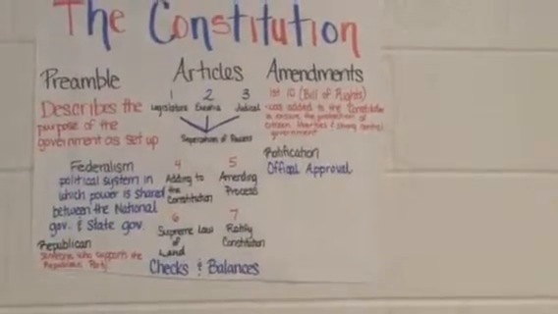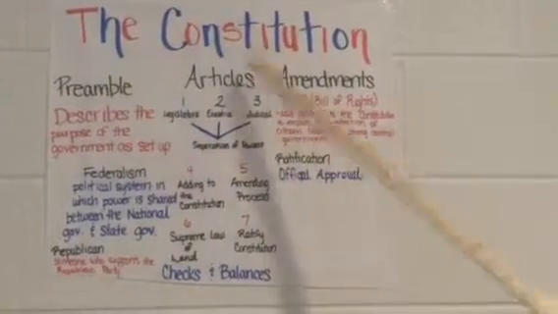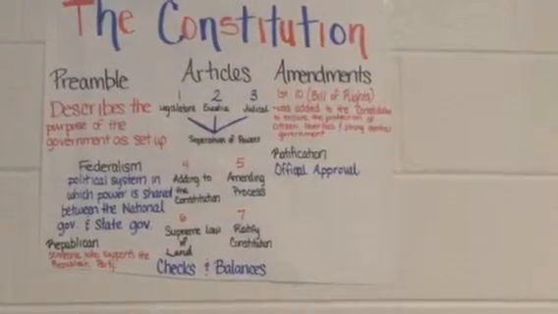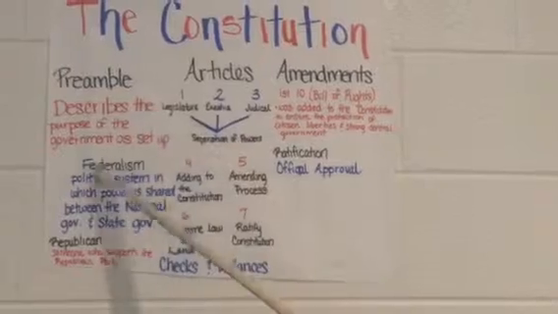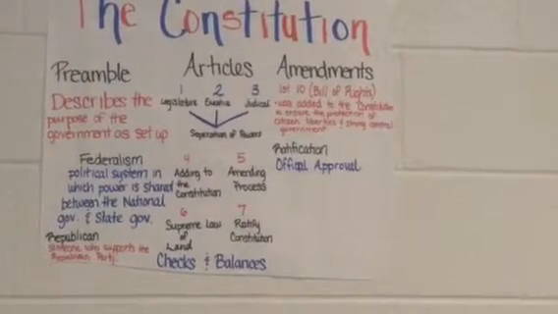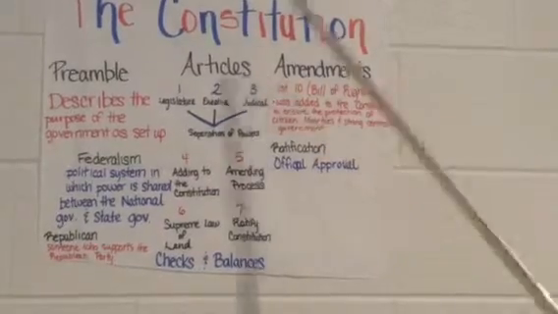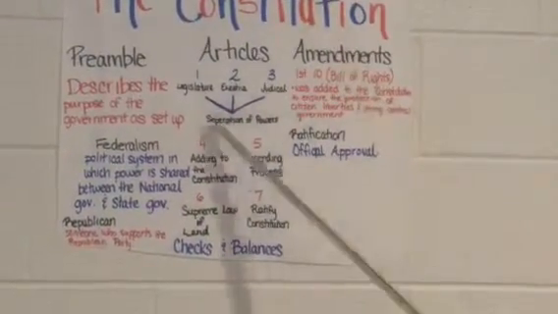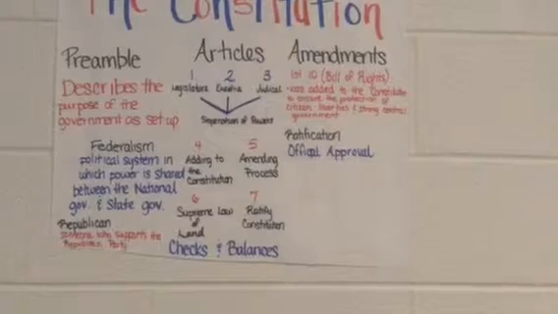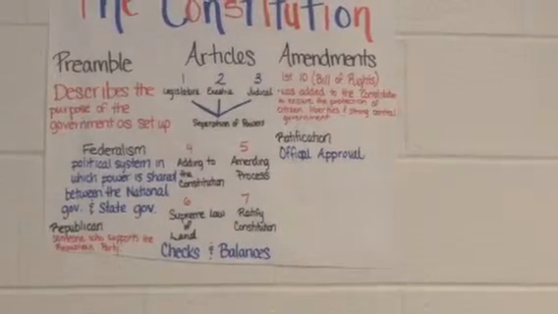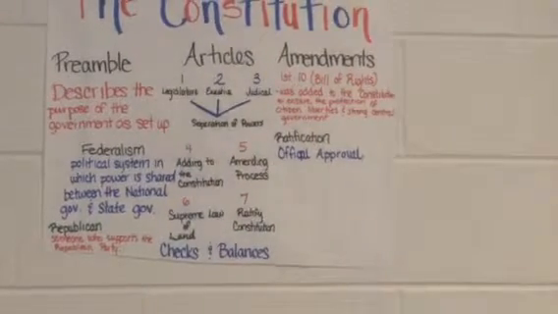The Constitution is broken up into three parts: the preamble, the articles, and the amendments. The preamble describes the purpose of the government and how it's set up. The articles are broken down into 7. The first 3 articles are the separations of power. The first article talks about the legislative power.